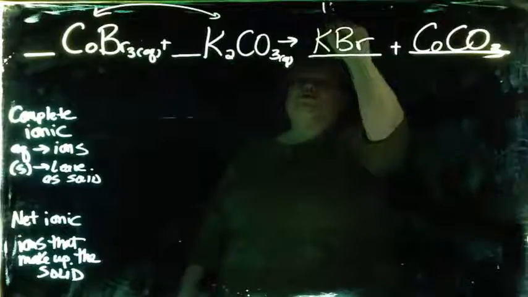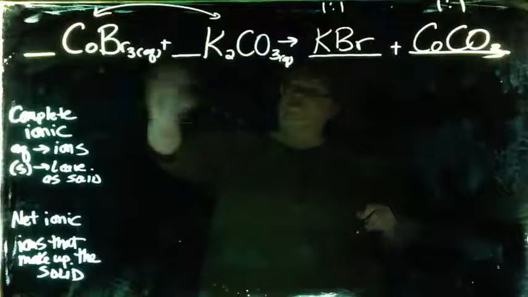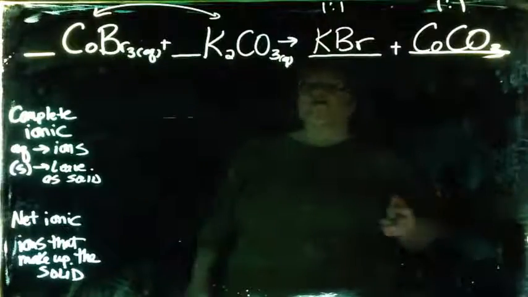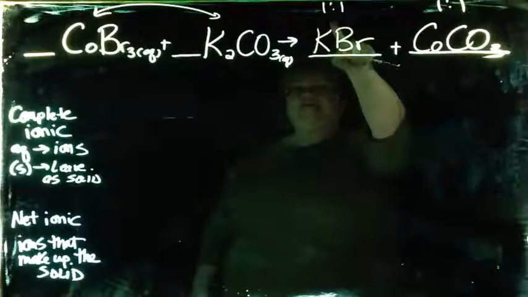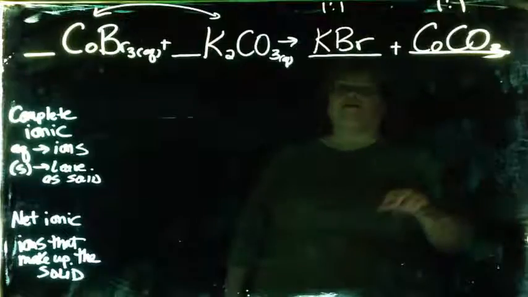So it's 1 to 1, check the charges, right? 1 to 1. I don't care that there was K2 over here. I don't care there was 3 bromines. Bringing one over each, I go and I check the charges. Potassium is a +1, bromine is a -1. That is a balanced compound.